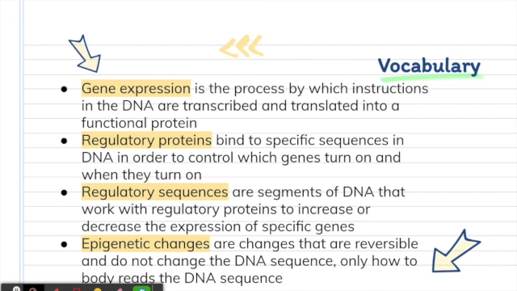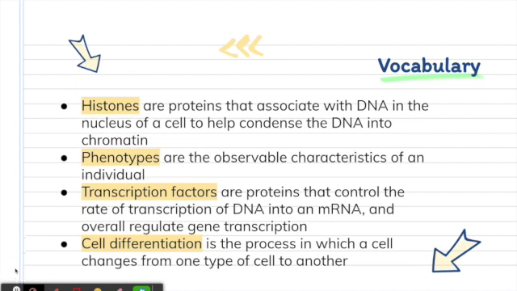Epigenetic changes are changes that are reversible and do not change the DNA sequence, only how the body reads the DNA sequence. Histones are proteins that associate with DNA in the nucleus of a cell to help condense the DNA into chromatin. Phenotypes are the observable characteristics of an individual. Transcription factors are proteins that control the rate of transcription of DNA into an mRNA and overall regulate gene transcription. Cell differentiation is the process in which a cell changes from one type of cell to another.